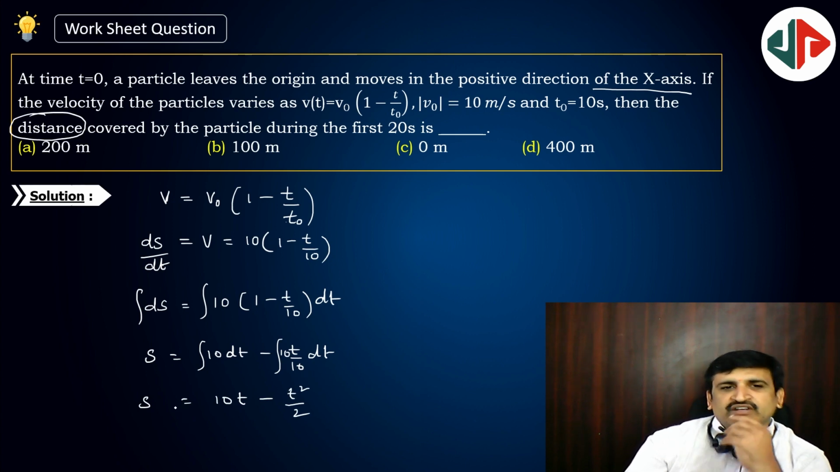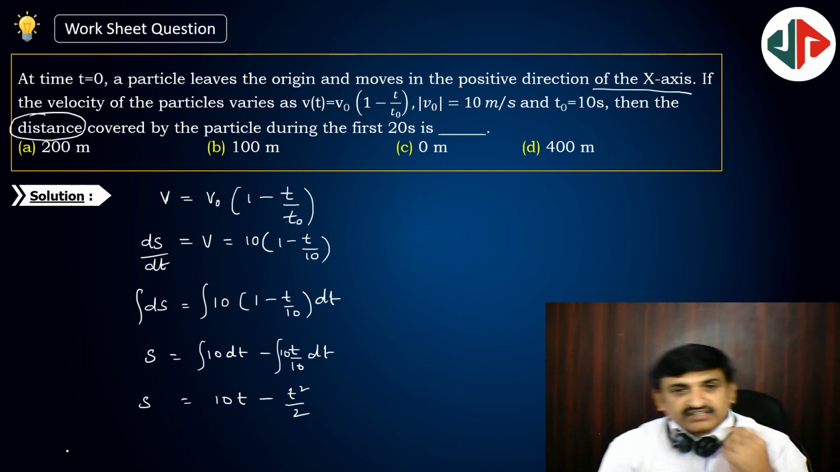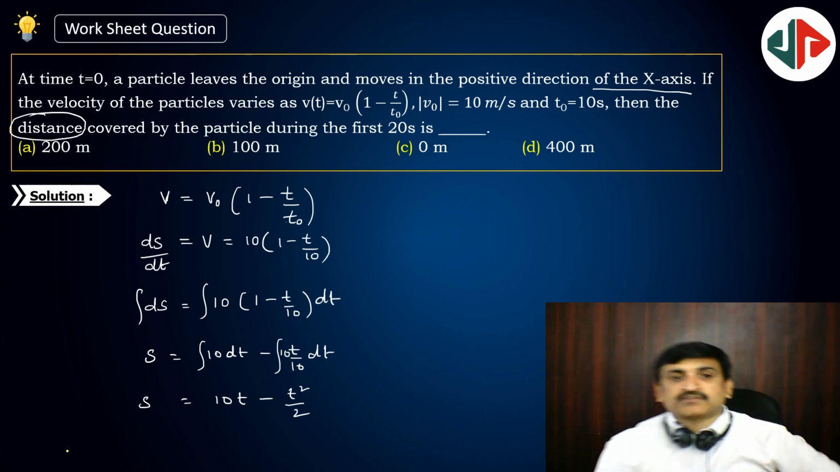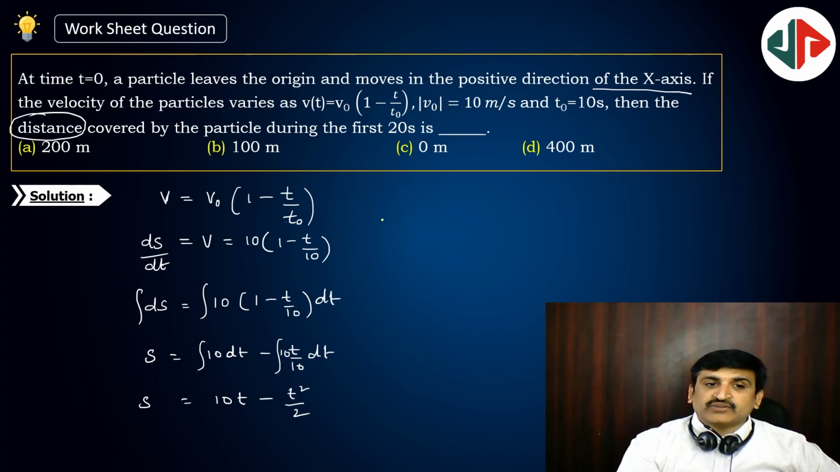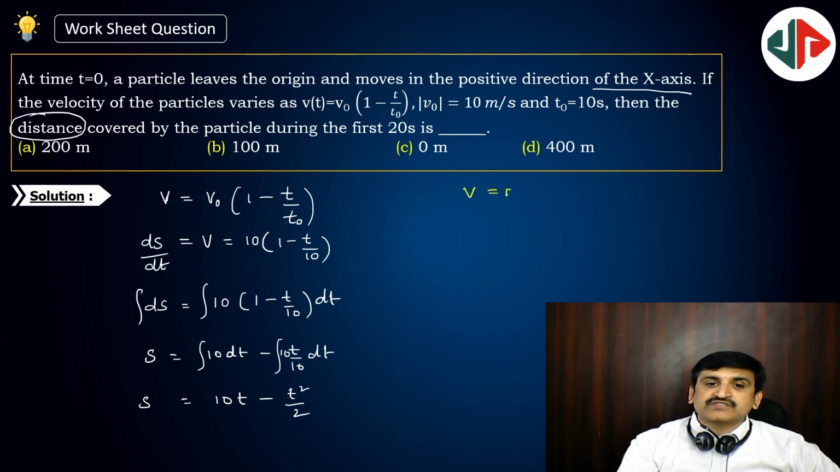Here one important thing you need to notice: 1 minus t by t naught. Whenever a minus sign is there, it may take a path reversal. It may go forward and can come back also. So on observing that, you need to find after how much time it takes the path reversal. Velocity becomes 0 at reversal. At reversal, velocity will be 0.